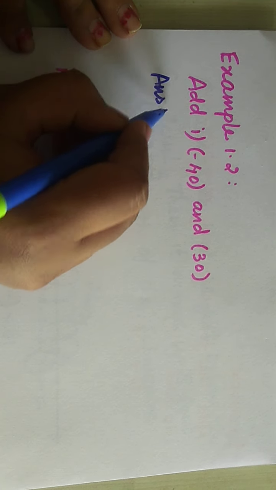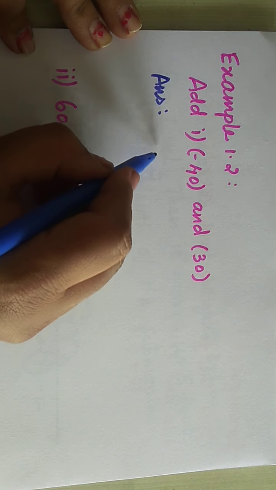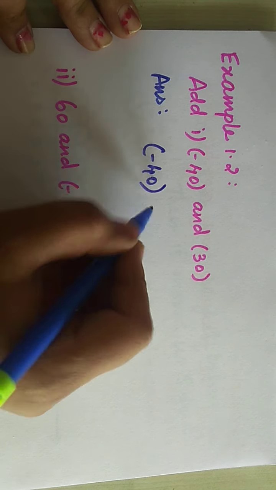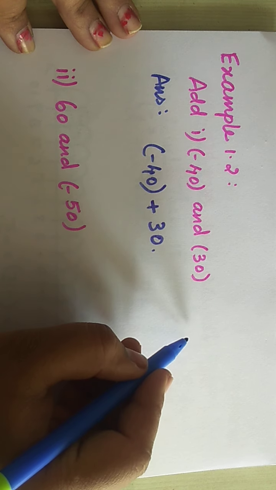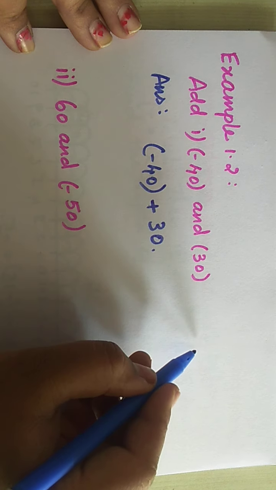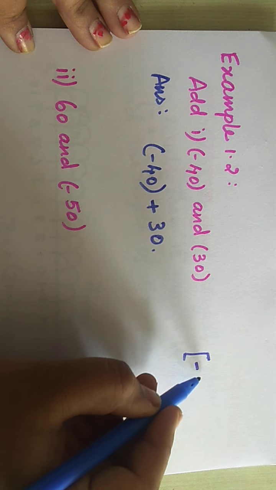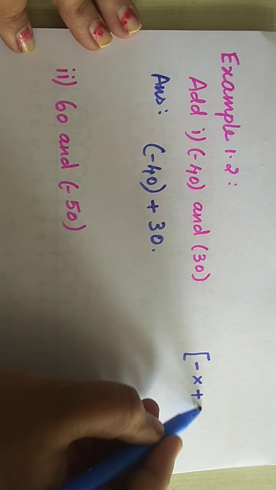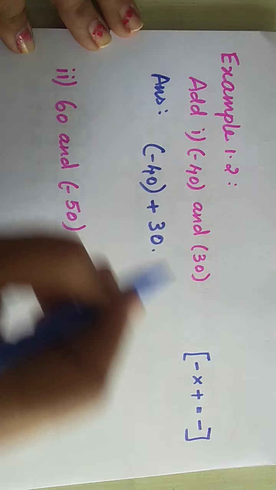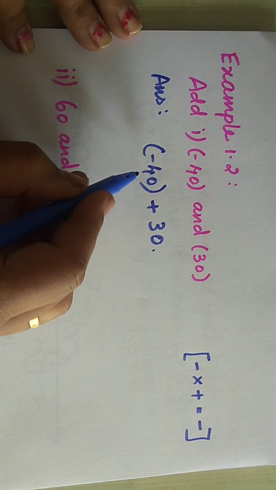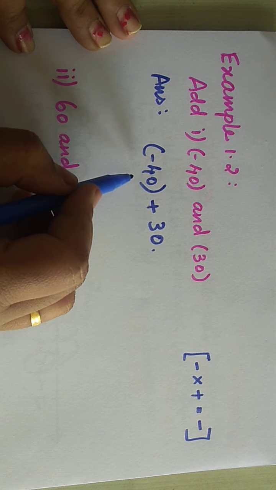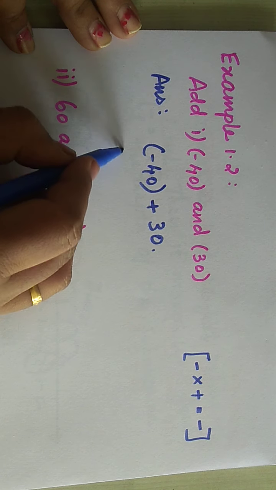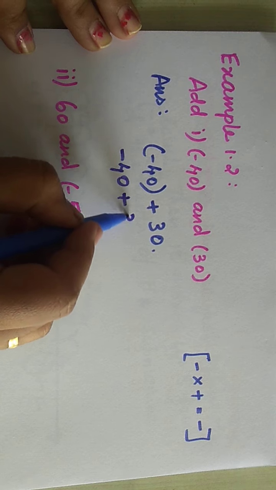So now we can just write it as minus 40 plus 30. As I said before, we have to convert this plus and minus as minus into plus equal to minus. Now we have to see whether it is minus or plus, and we have to compare the numbers, whether it is bigger number or smaller number.